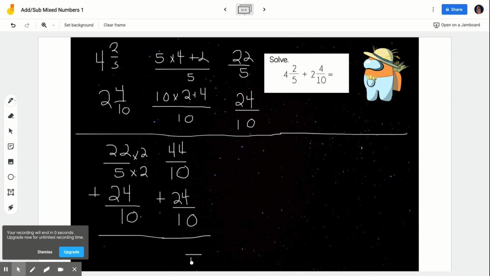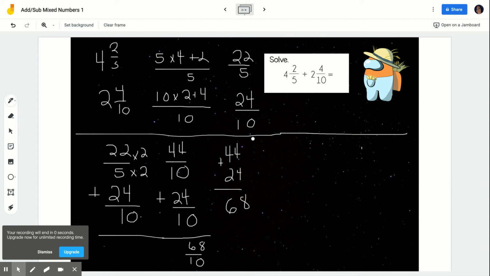Now I have my new fraction setup, still equivalent, but with the common denominator. I know that the rule is the denominator always stays the same in adding and subtracting. So I'm just going to go ahead and bring my 10 down so I don't forget that step. Now I can go ahead and add my numerators, which is 44 plus 24, to get the sum of my numerator. So 44 plus 24, put my plus sign here, 4 plus 4 is 8, 4 plus 2 is 6. So my numerator is 68.